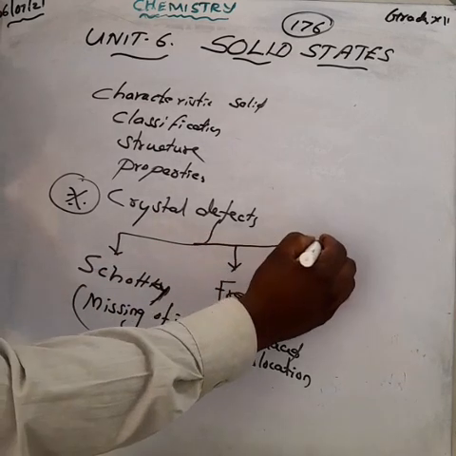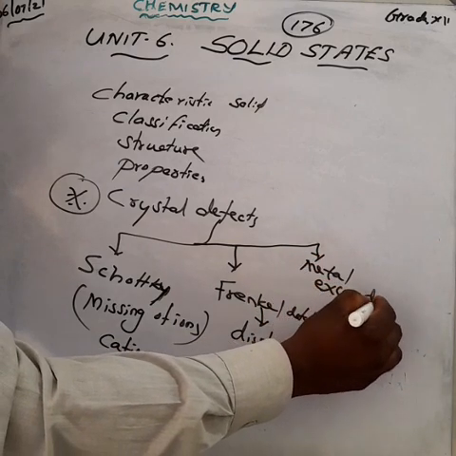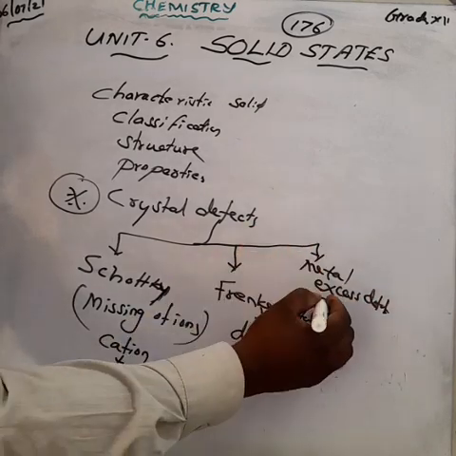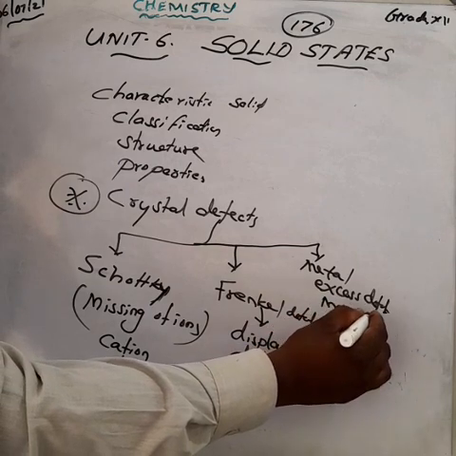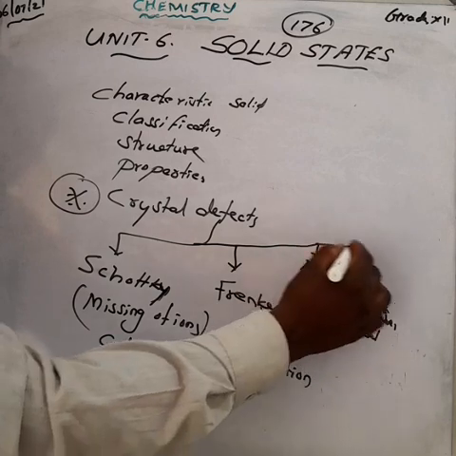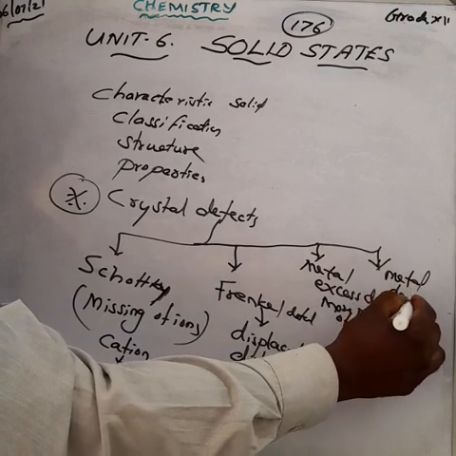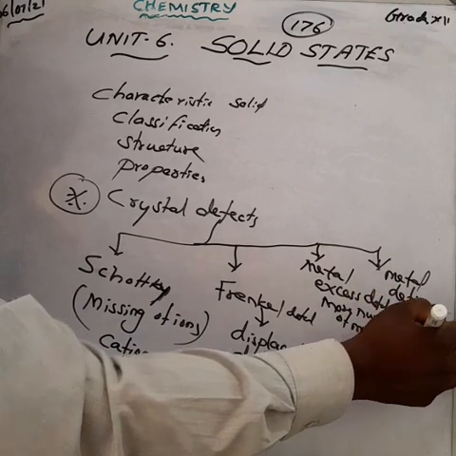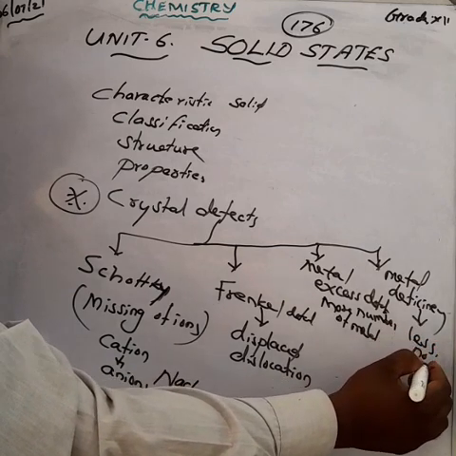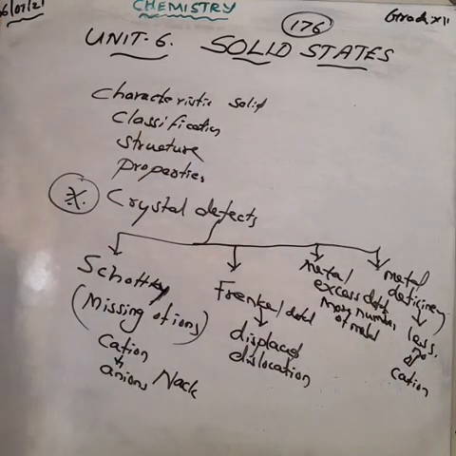One is the metal excess defect. The metal excess defect arises due to the presence of a larger number of metal ions. And one more point, the metal deficiency defect. It is due to the presence of fewer cations than anions. These are some of the crystal defects. So we have to learn this area.